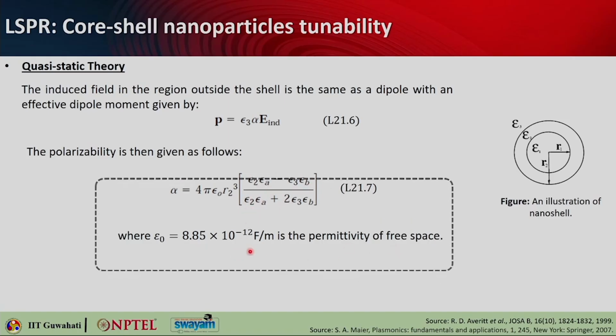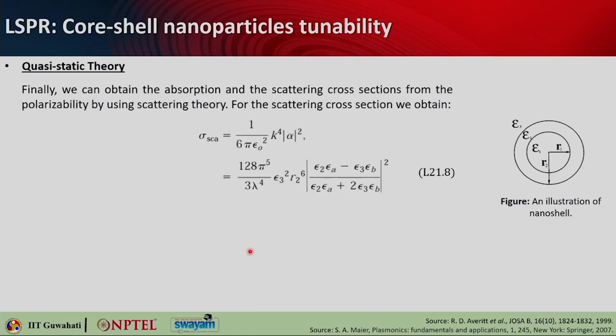So, with this you can find out what is your alpha. Once you know alpha, it is very straightforward, you can obtain the scattering cross section. So, sigma is the cross section. So, sigma scattering is 1 over 6 pi epsilon naught square k to the power 4 modulus alpha square. You put this, you get this particular formula.